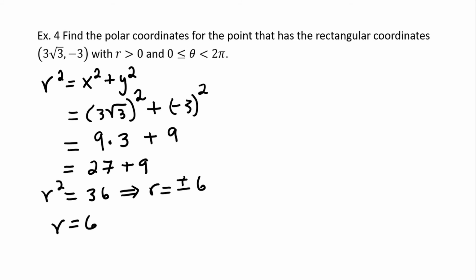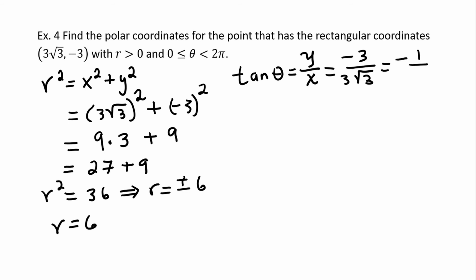Now let's look for the theta. We get it by saying tan theta is equal to y over x. So in this instance, the y is negative 3 over the x, which is 3 times the square root of 3. We can simplify it a little bit, and that'll give us negative 1 over the square root of 3. So we're asking what theta for tangent gives us negative 1 over the square root of 3.